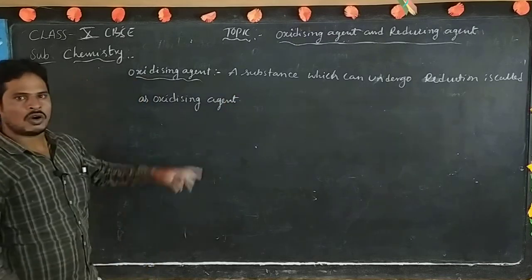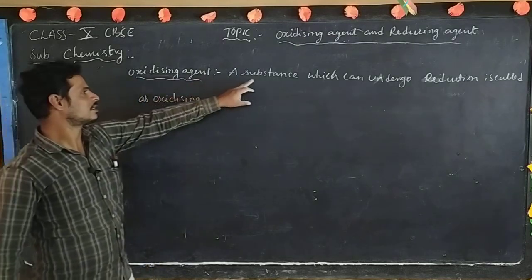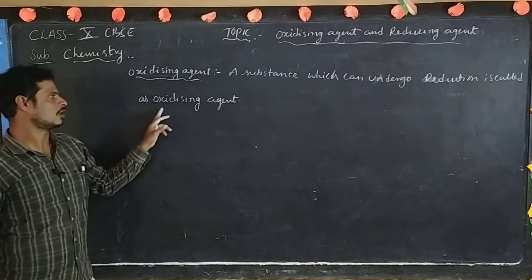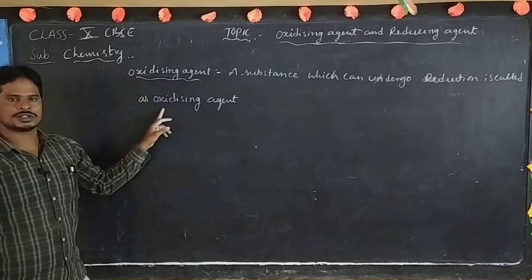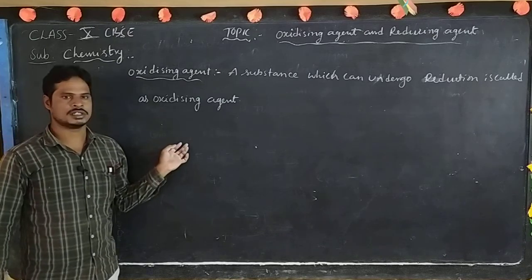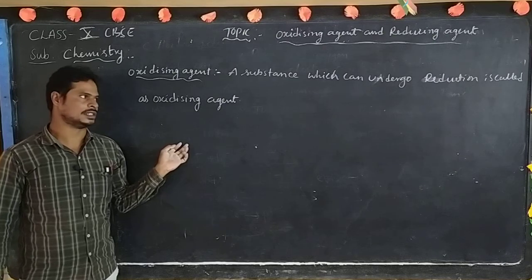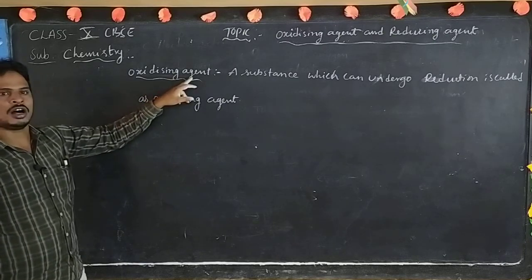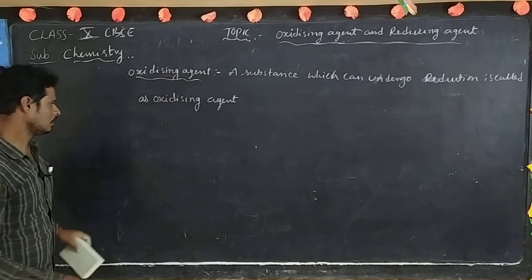A substance which can undergo reduction is called an oxidizing agent. Once again I repeat, a substance which can undergo reduction is called an oxidizing agent. So oxidizing agent is the opposite of reduction. Now observe.